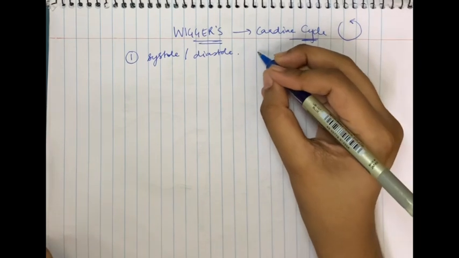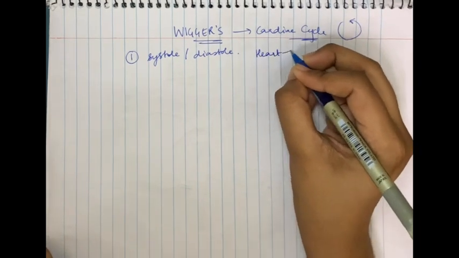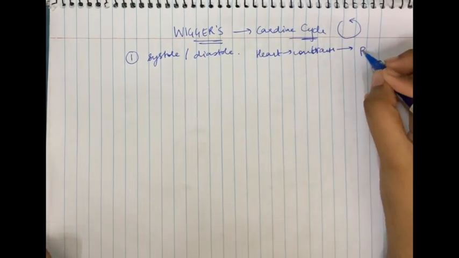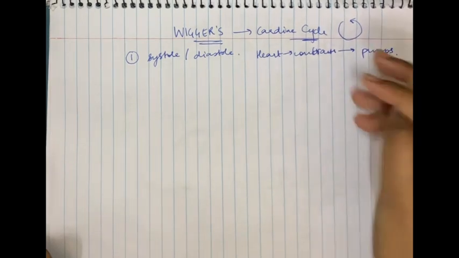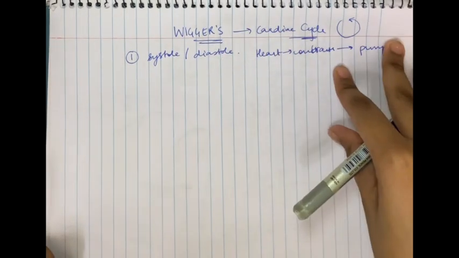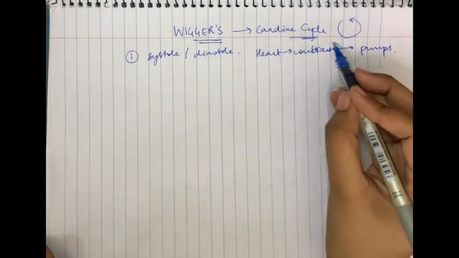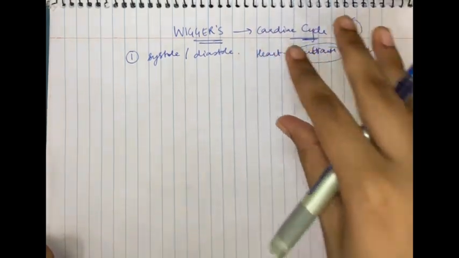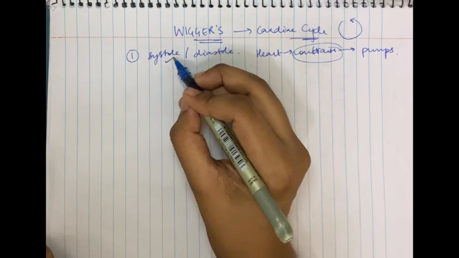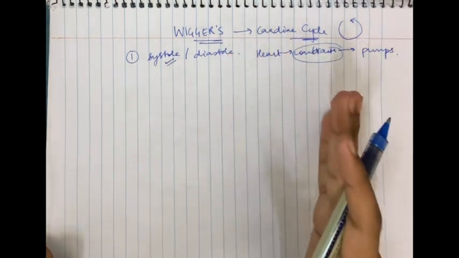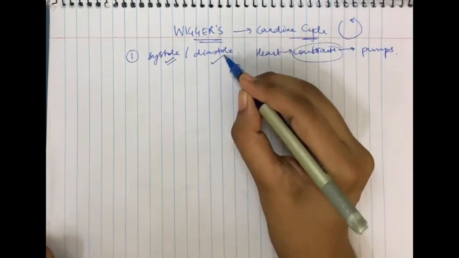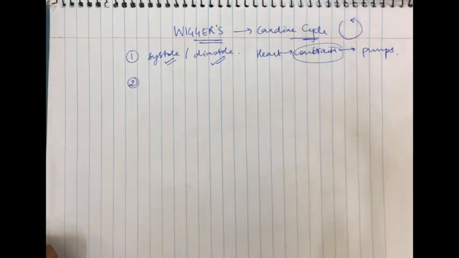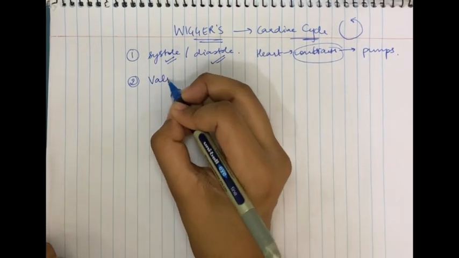As you know, the heart contracts, and this contraction pumps the blood from one compartment of the heart to the other. Now, contraction of any one compartment of the heart is known as systole. Relaxation of any compartment is known as diastole. The second term you need to know about is valves.